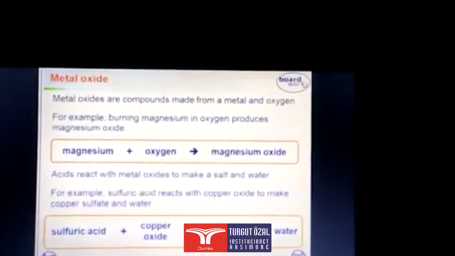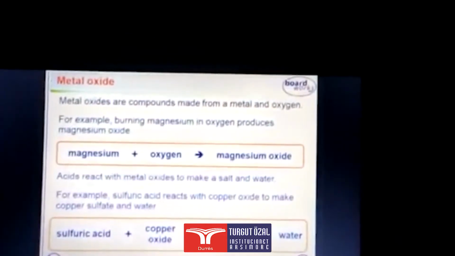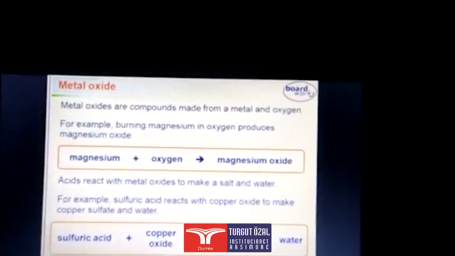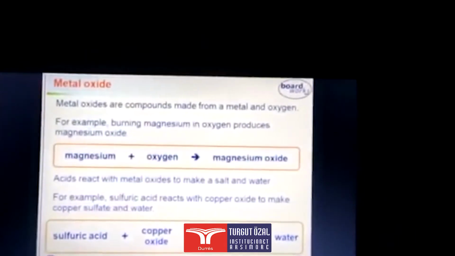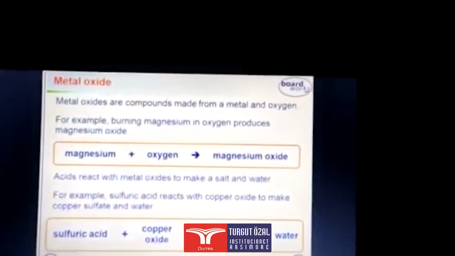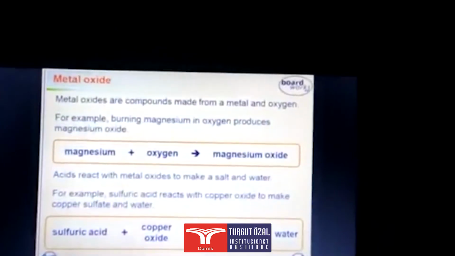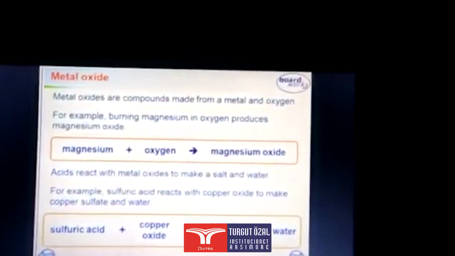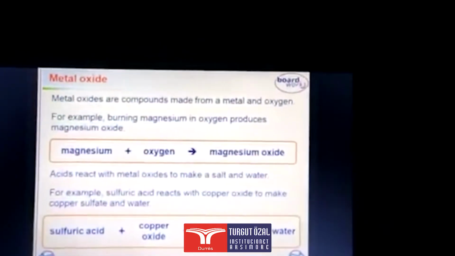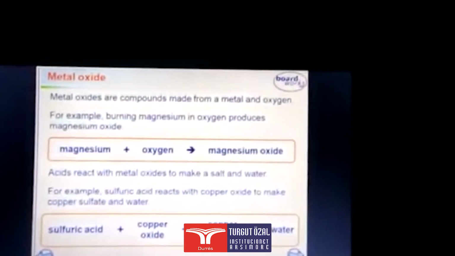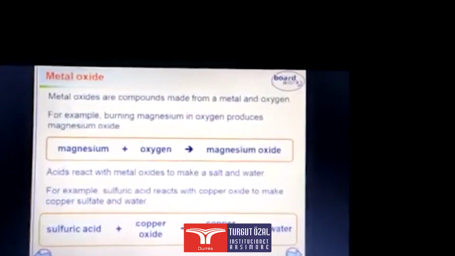Now, reactions of acids with metal oxides. Metal oxides are compounds that are made from metal and oxygen. For example, magnesium plus oxygen will give magnesium oxide. Acids will react with metal oxides to make a salt and water. For example, sulfuric acid will react with copper oxide to make copper sulfate and water.